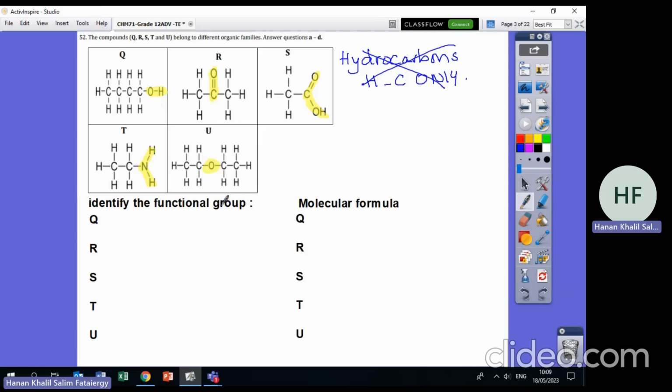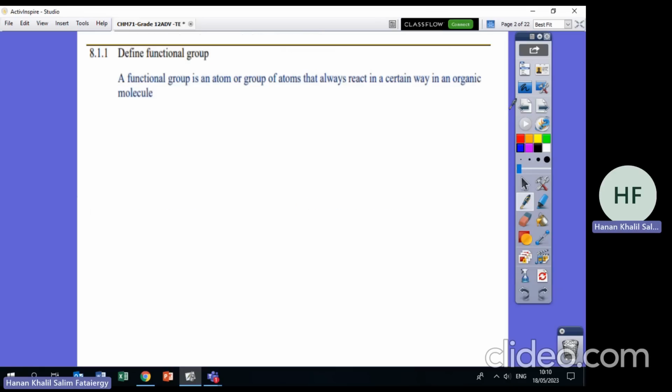So what is a functional group? A functional group could be one atom like here, or a group of atoms. A group of atoms means more than one atom. Here it is 2 atoms. Here it is nitrogen and hydrogen, 3 atoms. Here it is oxygen and hydrogen. So a functional group is either one atom or a group of atoms. Do they change the properties of the hydrocarbon? Yes, they change the name, and they change the properties.